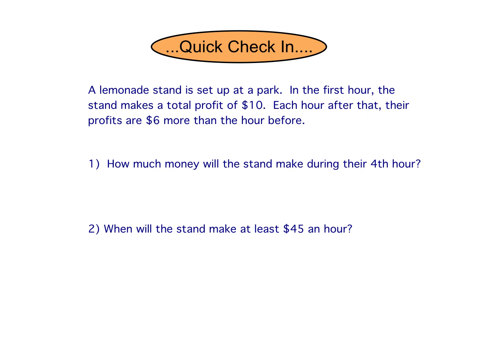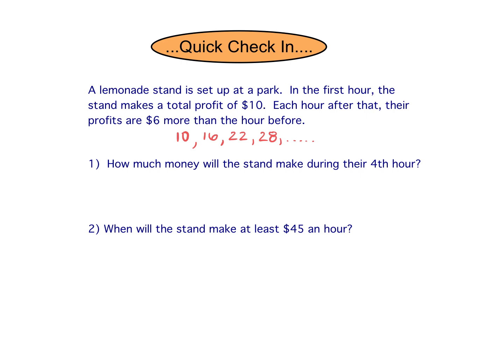So first, before I look at the questions, I'm just going to write out what this pattern is and what those terms would be. So my first term is 10. That's how much money is made in the first hour. The second hour, the profit needs to increase by $6. So that means in the second hour, the profits are 16. In the third hour, if I add 6, the profits would be 22, then 28, and I could continue on assuming that the lemonade stand continues with this pattern.